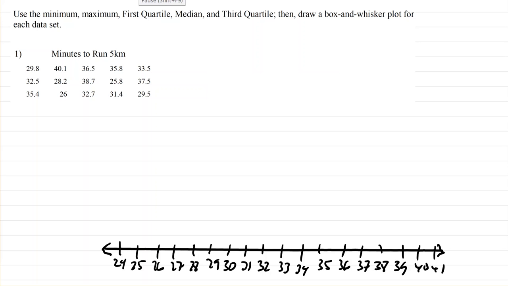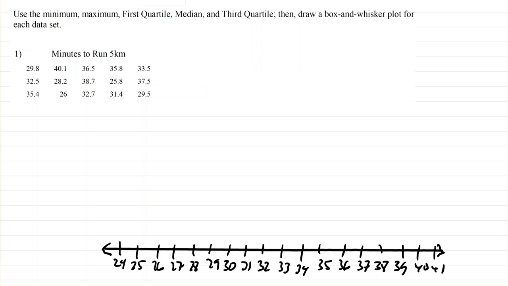Today is December the 6th, and we just finished a lesson on measuring the spread using the 5-number summary in order to draw a box and whisker plot. So let's go ahead and get started. First things first, you notice that the numbers aren't in order, so we've got to put them in order.